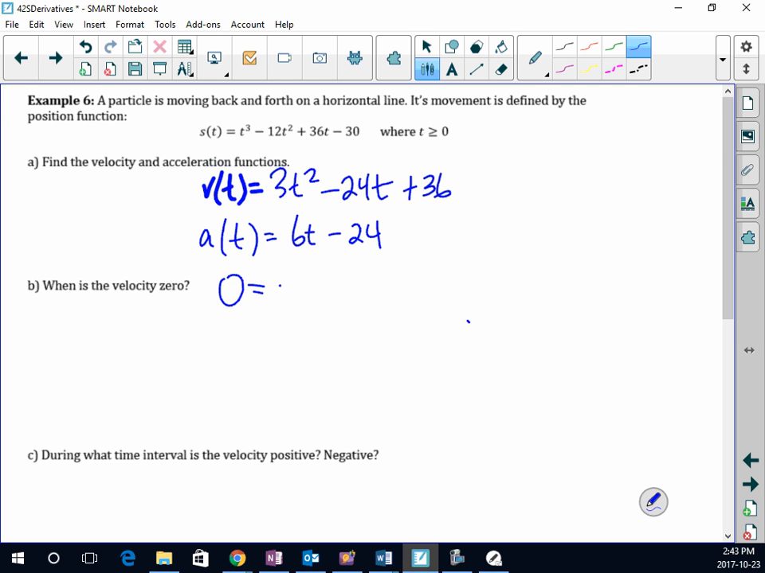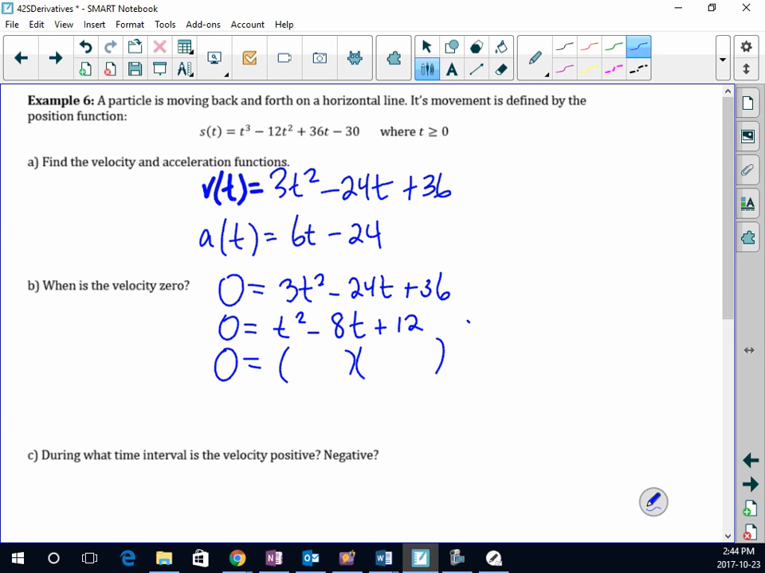0 equals 3t squared minus 24t plus 36. And how did we learn how to solve that? Probably factor. We can divide a 3 out of there to make it easier. So 0 equals t squared minus 8t plus 12. Yes? So what factors for 12? 6 and 2. t minus 6, t minus 2. So that means t equals 6 and 2 seconds.